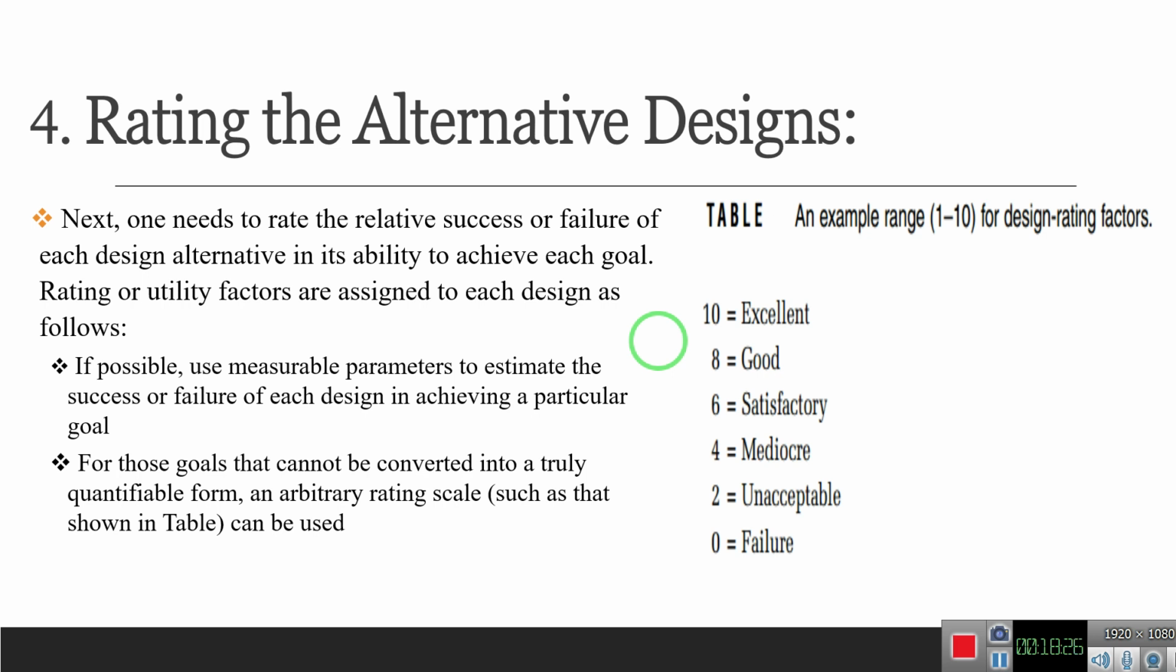For example, we have 3 now. Now in these 3, each goal should be given these design rating factors. Is that goal a failure or acceptable or good or excellent? That we have to give. We'll see how, that one.